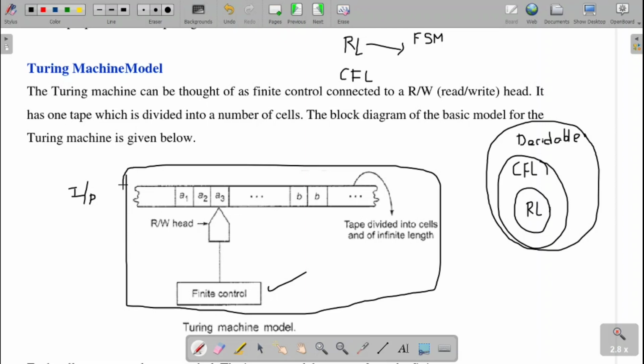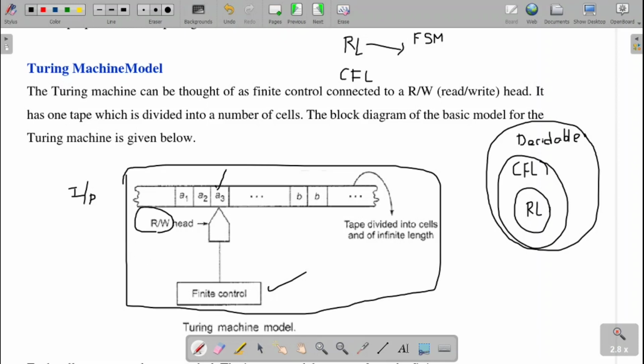That is, the finite control now has the option of moving the read-write head in both directions. Either we can move to the left side or to the right side, and at the same time, we can perform some basic operations on the symbols beneath the read-write head. That's why it is called the read-write head. That is, we can write the element.